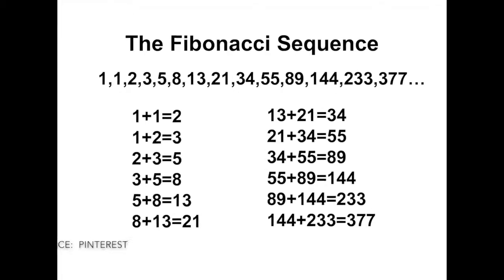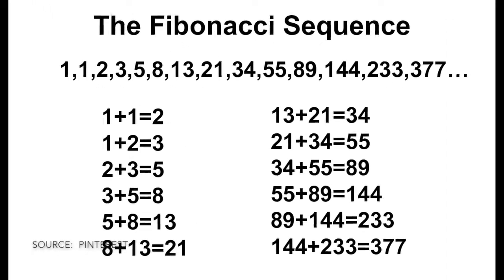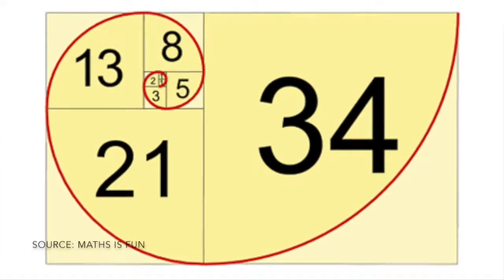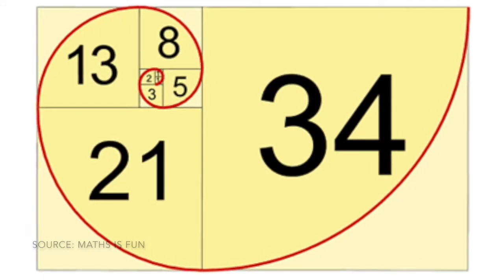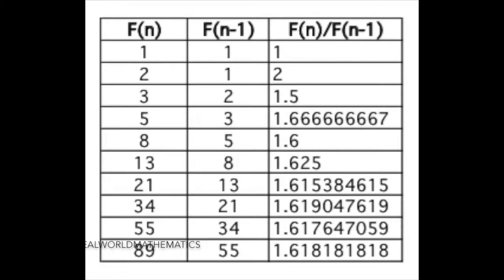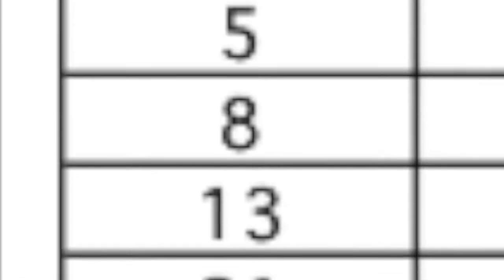The golden ratio is also directly related to the Fibonacci sequence, where each term is the sum of the previous two terms, denoted as Fn equals Fn minus 1 plus Fn minus 2. This gives the series 1, 1, 2, 3, 5, 8, 13, etc.